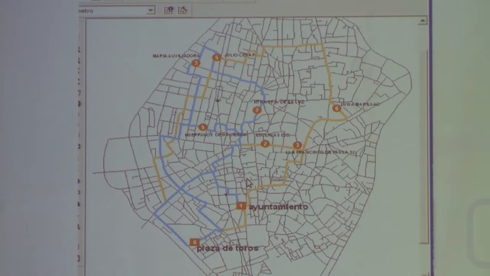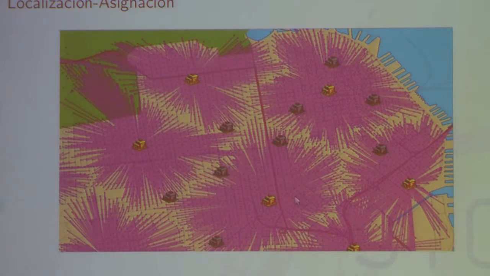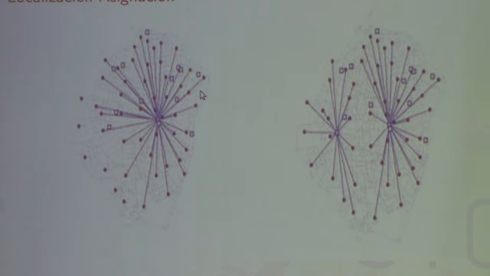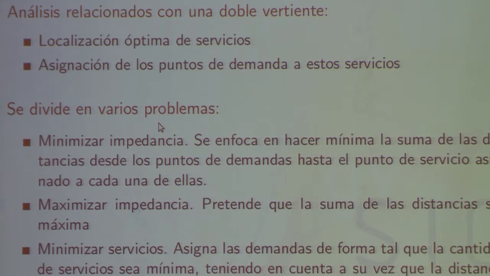Here we can see another example about the city of Seville. And here we've got a problem with localization assignation, which deals with how we can assign or designate different points of demand to a set of service points, not only localization assignation.